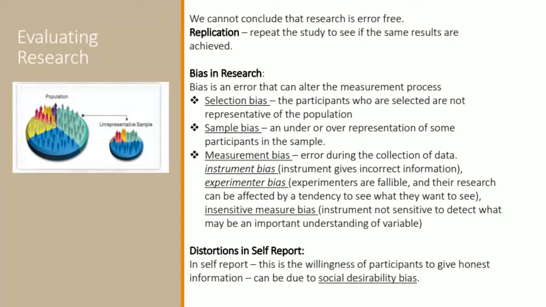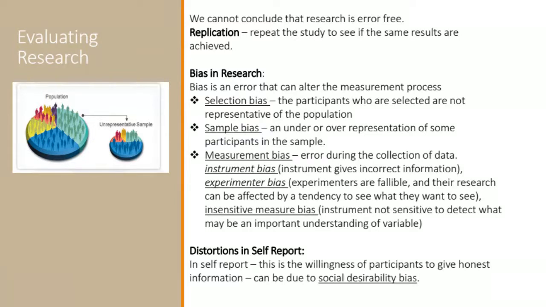So there are biases in research. There are things that can go wrong. We could choose people in our samples who are not representative of the population that we want to generalize the results to. We might have an under or over representation of certain people. We can have errors in the measurement. So when the data is actually being collected, there are errors in that. There's errors in the tools that we use.